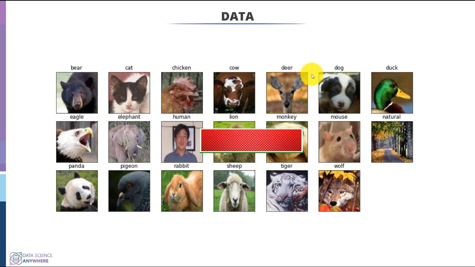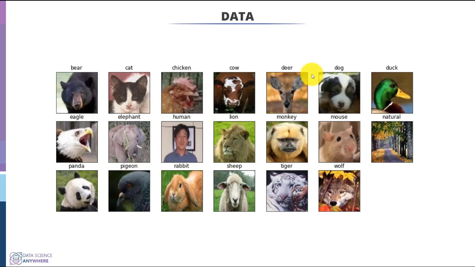So the data we are dealing with here is this. We have nearly 2000 images and 20 classes. The 20 different classes are the head of bear, cat, chicken, cow, human, lion, monkey, mouse, and so on. These are the 20 different classes of images that we have.